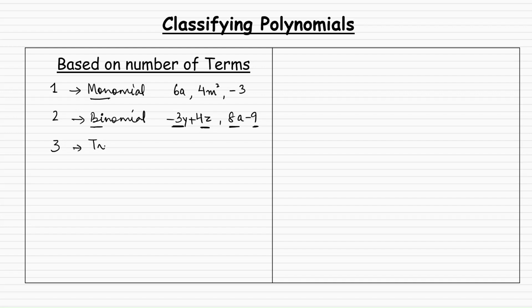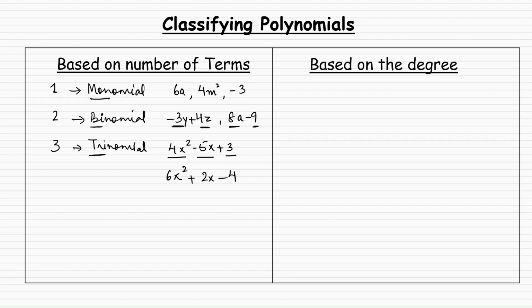Trinomials. What are trinomials? A polynomial with three terms is a trinomial. Tri means three. A few examples are 4x square minus 5x plus 3. Three terms: 4x square, negative 5x, 3. 6x square plus 2x minus 4. Three terms. Trinomial. Now, this was the classification of polynomials based on the number of terms. But we classify polynomials based on the degree as well.